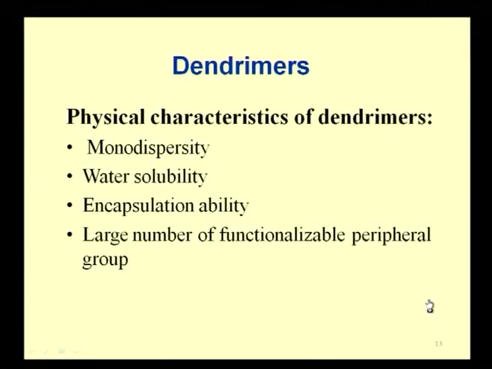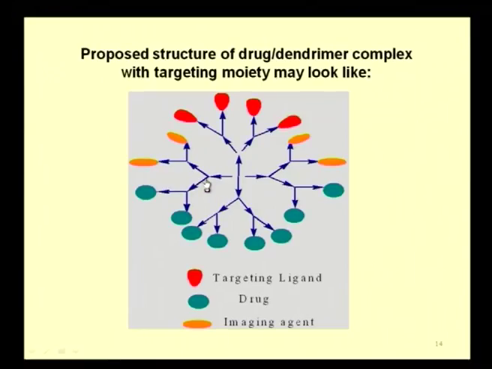Then comes the large number of functionalizable peripheral groups. It means the same actually, because they have a large number of peripheral attached functional groups, they are going to be responsible for the movement of the drug that is going to take place in either way. So, this is a schematic picture of the proposed structure of the drug dendrimer complex with the targeted moiety. It may look like this. So, this is the dendrimer molecule, and these red portions indicate the targeting ligand or the antibodies.